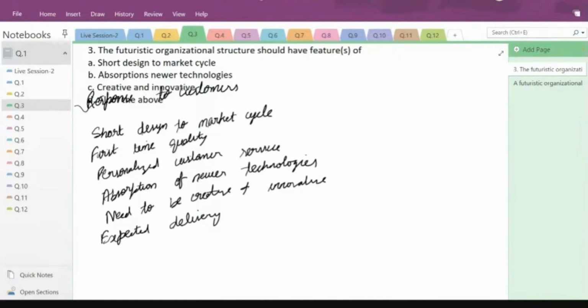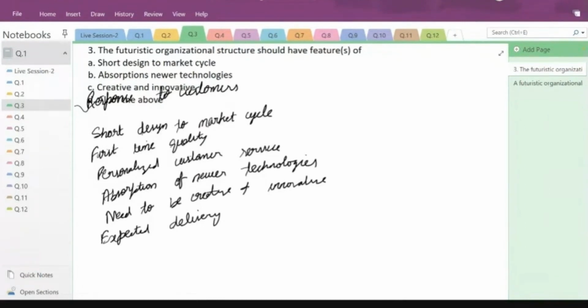Next is the need to be creative and innovative. It's pretty clear that any product which has to be launched in the market should be able to match the imagination of the customers. Next is expected delivery. It's pretty simple that we need to deliver things on time as per the need. Otherwise, despite having very good quality and low cost, if things are not delivered on time, the customers might get dissatisfied.